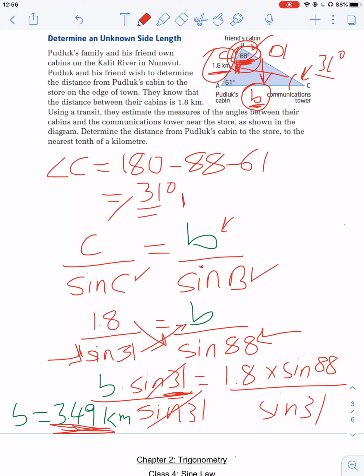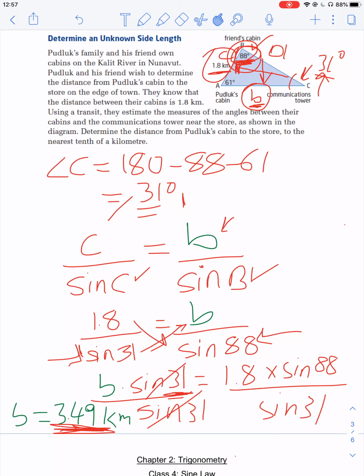Okay, so that's something to keep in mind to check your work if you're on the right track. If this angle is bigger, then this side has to be bigger than the side that was opposite to the other angle, because that angle was smaller. So that's one way to check that you're on the right track.